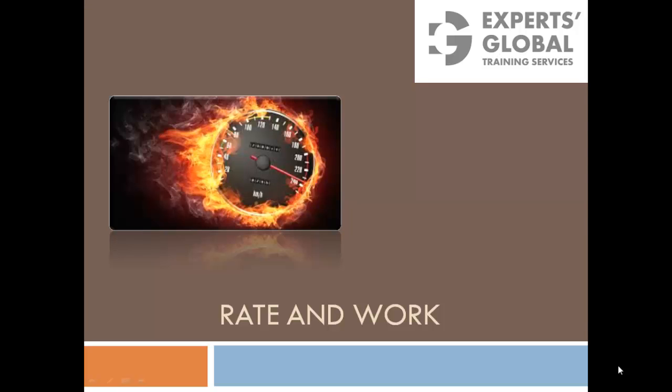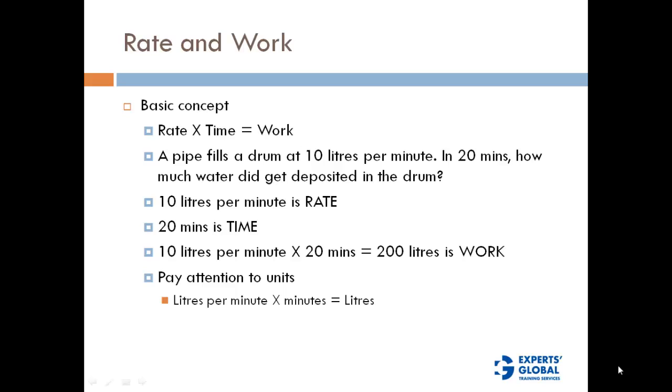Today we are going to look at rate and work. So the basic concepts of rate and work: if you are performing any job, rate is defined as the amount of job done with respect to a time. So we can say I am doing one third of a job per hour or half of the job per day. So when you multiply that rate with time, you get the amount of work done.